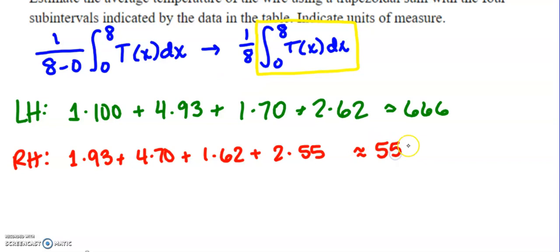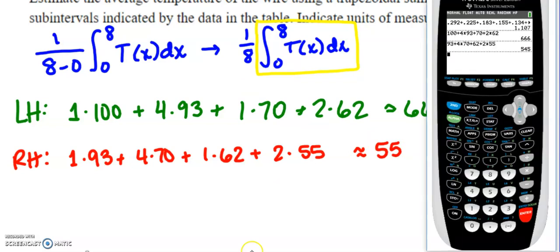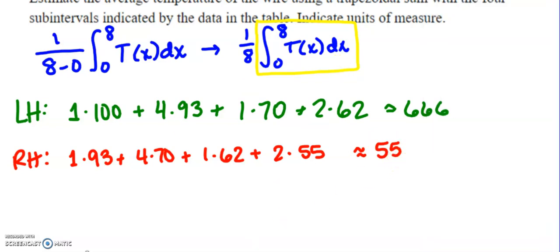Right-hand rule is going to underestimate. 545. So right-hand rule a little bit too low, 545.